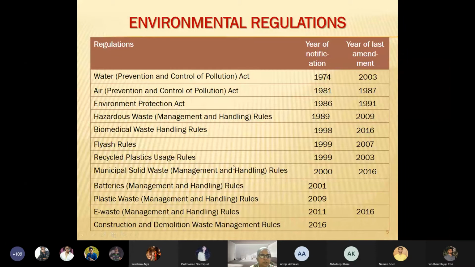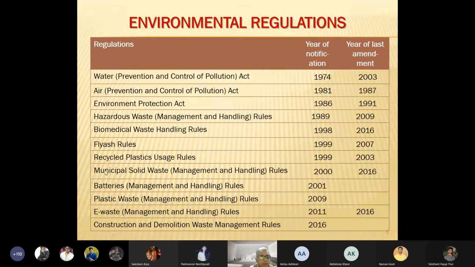so that it gets completely reused. The next one has, I think, become obsolete because this particular set of rules has been replaced by the Plastic Waste Management and Handling Rules of 2009. So I won't say anything about it.